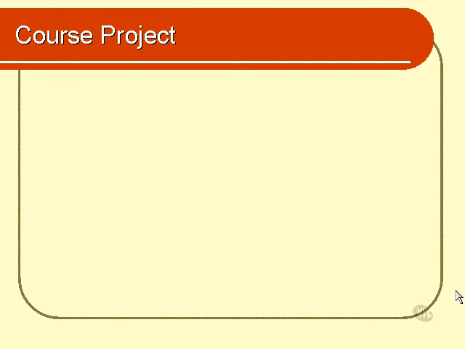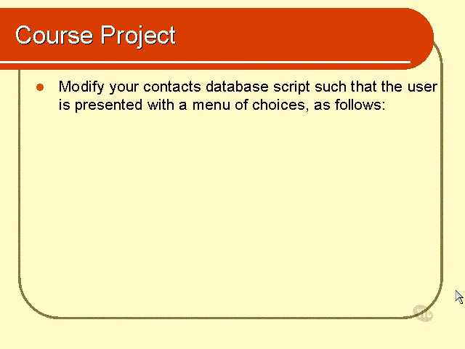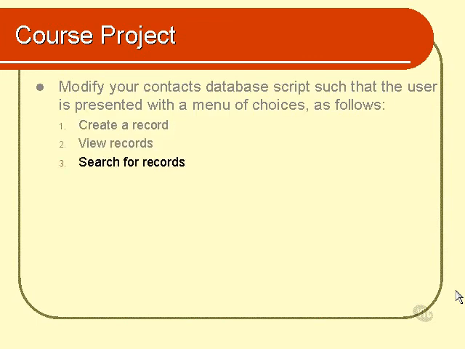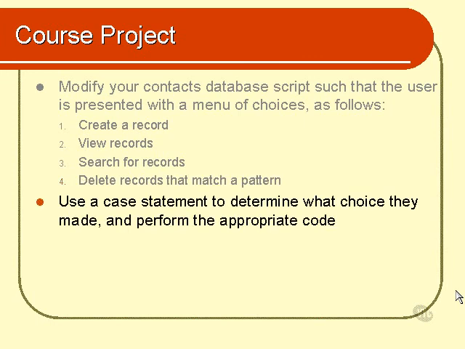And of course, we're going to modify the course project. I bet you can guess what we're going to put in here. Yep, we're going to present the user with a menu of choices. That was the actual original goal of doing this chapter. And we want the choices to be as follows. Four choices: create a record, view records, search for records, and delete records that match a given pattern. Currently, of course, you'll only be able to implement the first two choices. That's okay, we'll just leave the other two blank for the moment. We'll fill them in later on in the course. Now we're going to use a case statement to do this.